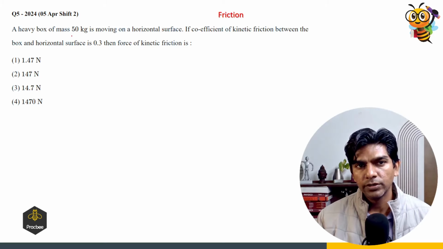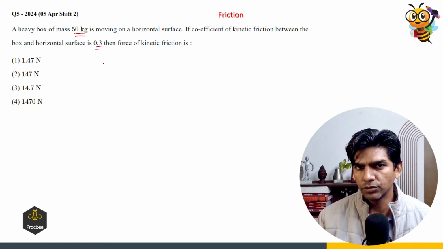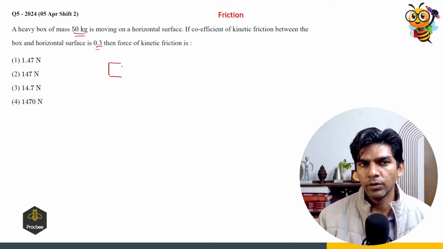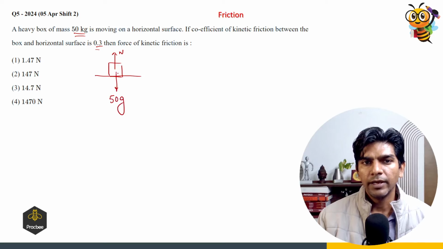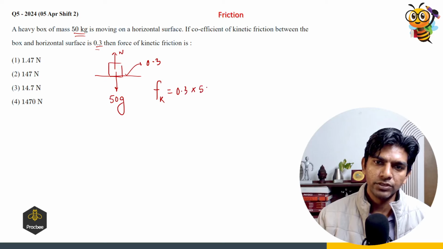A heavy box of mass 50 kg is moving on a horizontal surface. If the coefficient of kinetic friction between the box and the horizontal surface is 0.3, then the force of kinetic friction... Very basic question. So we have a block, there will be a normal reaction and there will be a gravitational force which will be 50 times g, and the coefficient of kinetic friction is 0.3. So Fk will be 0.3 times N, and N will be 50g.